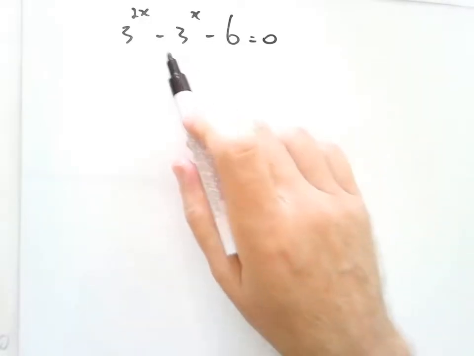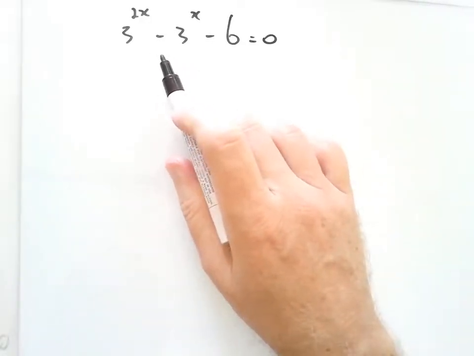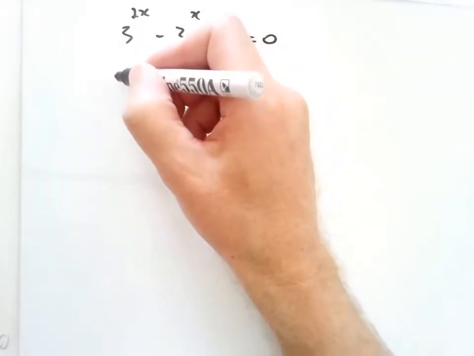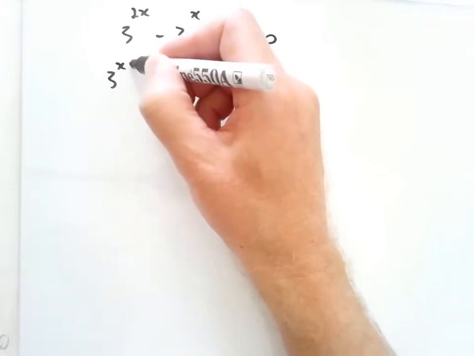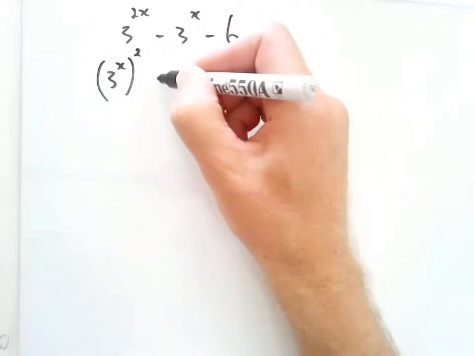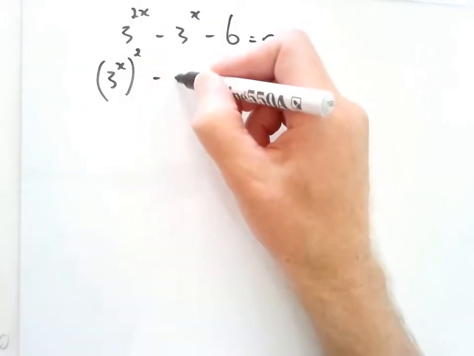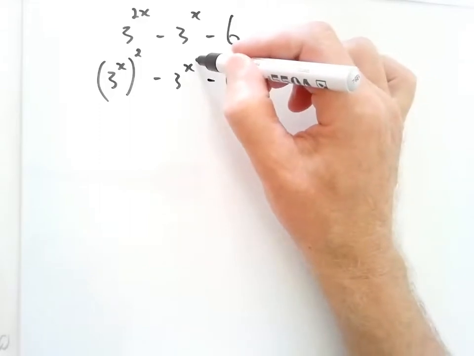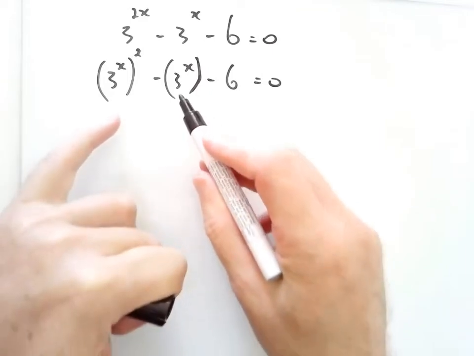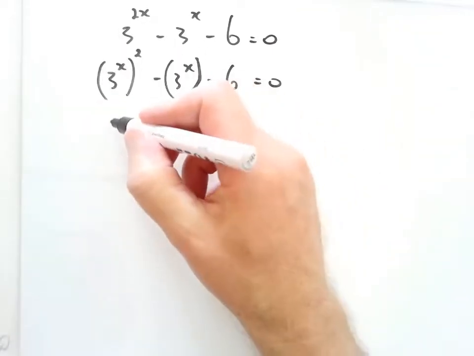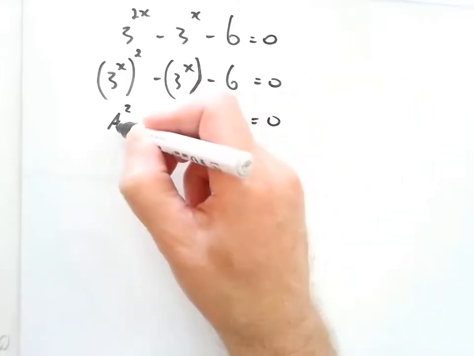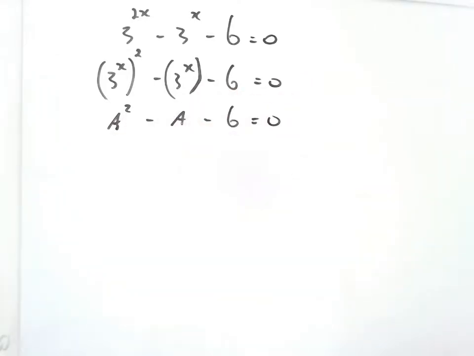This is our next type of indicial equation. We see this 2 here. We're going to use our thorough knowledge of powers to see that that is actually the same as 3x squared. I'm going to highlight it by putting these brackets in there. When I'm looking at that, I'm seeing that, which is just a quadratic equation.